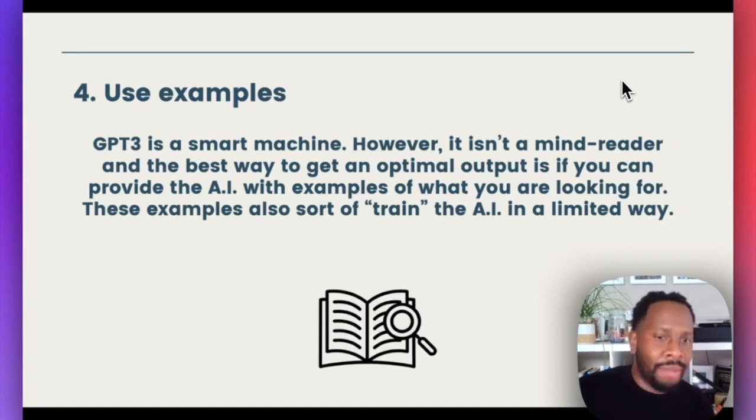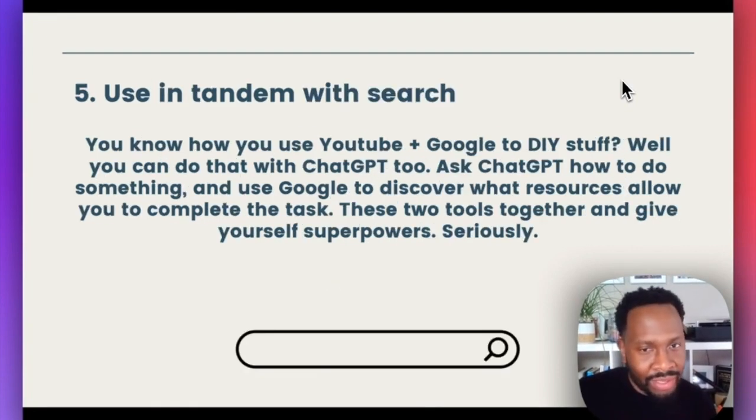Use examples, use examples, use examples. Providing examples in your prompts will help you generate great results, and we'll go into that even more. Using search in tandem with ChatGPT is critical, particularly if you're looking for fact-based or factual results. So I would heavily recommend using Google or some other search engine in parallel to ChatGPT, specifically if you're looking to include factual things in your results.